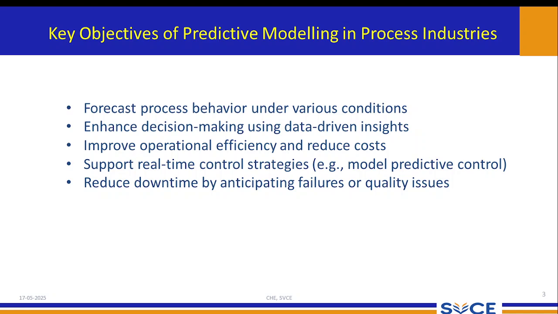Reduce downtime by anticipating failures or quality issues. In the last class we have seen the heat exchanger. When fouling occurs, it can be predicted, say 7 days in advance, before the real fouling occurs. Because of that, the energy consumption is less, the downtime period is very short, and things like that. So reducing the downtime by anticipating failure is one of the key objectives of predictive modeling in process industries. Hope you understood these 5 important objectives.